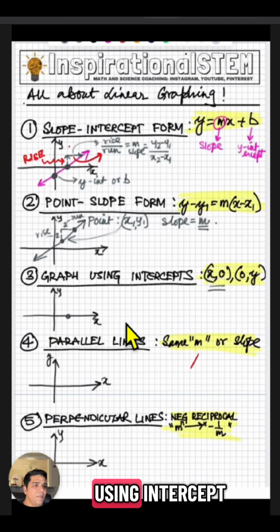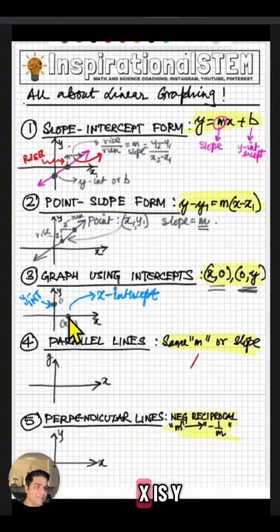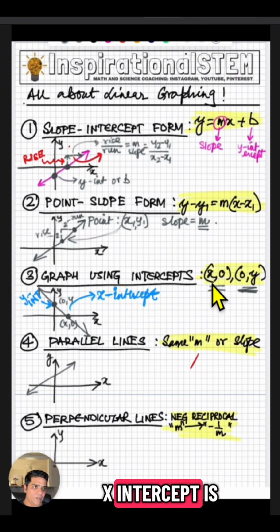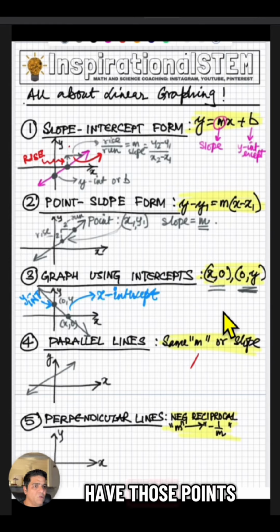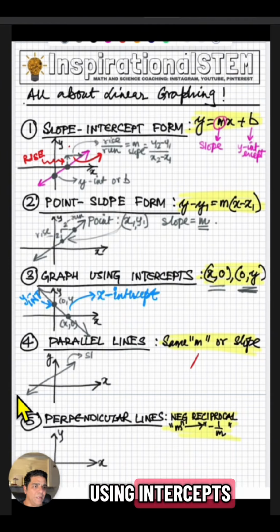Next is graphing using intercepts. So we said the x-intercept is where the value of y is 0 and the graph is crossing the x-axis. The y-intercept is where the value of x is 0 and the graph is crossing the y-axis. So you notice here that for the x-intercept, there's a value for x and the y value is 0, and for the y-intercept, the x value is 0 and there's a value for y. When you have those points, you can plot them and draw a straight line through them, and that will be our graph using intercepts.